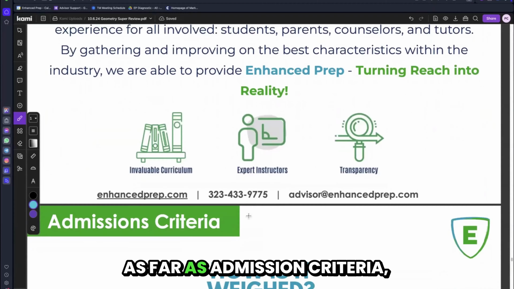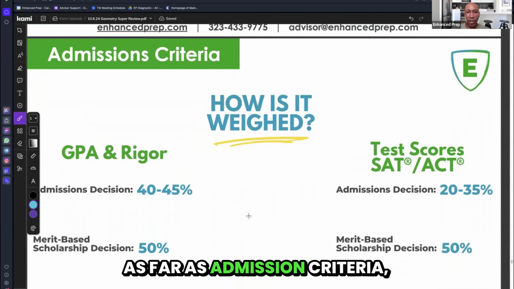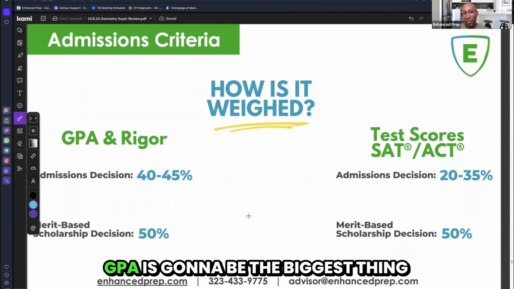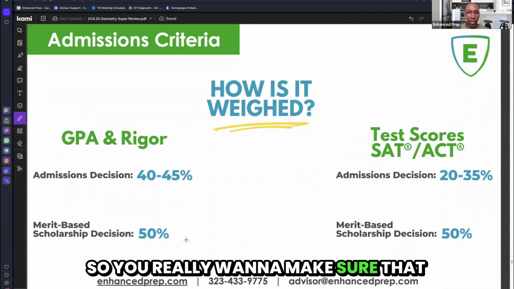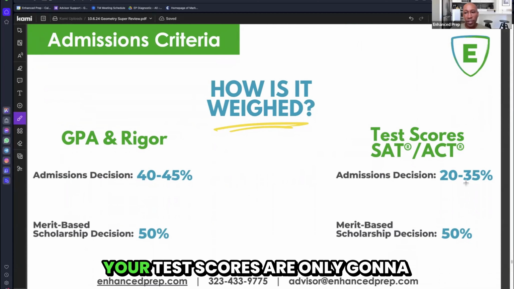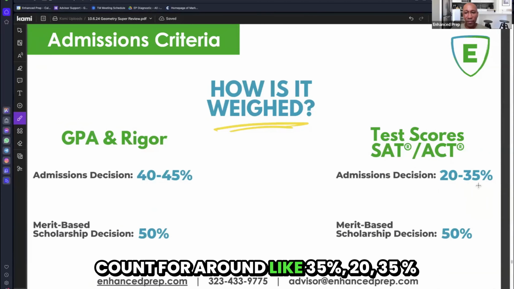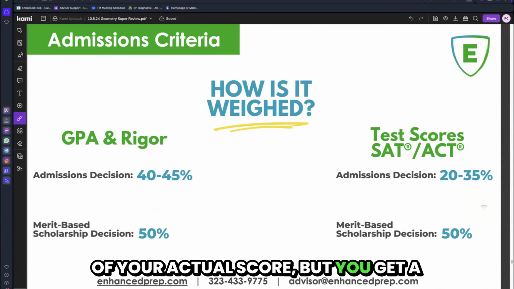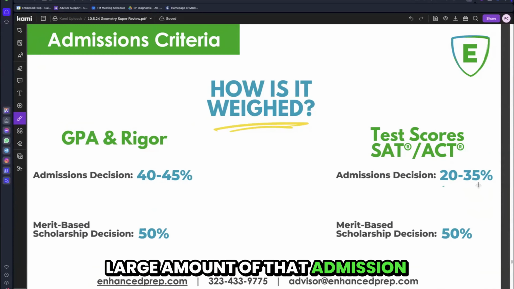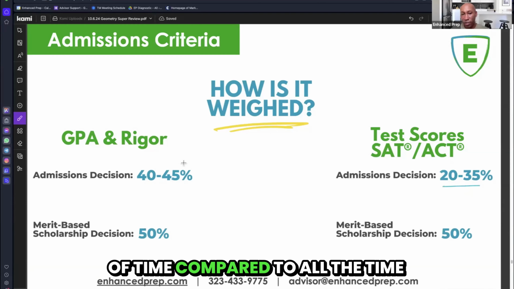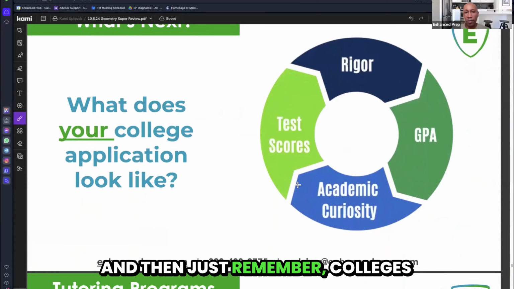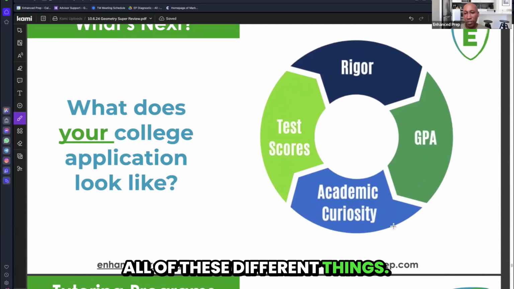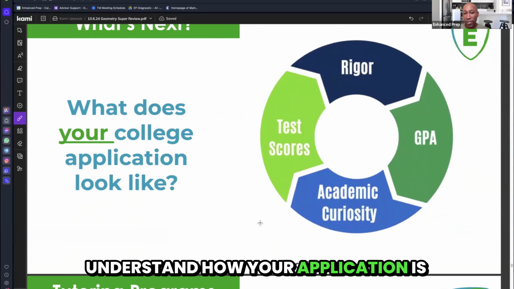As far as admission criteria, your GPA is going to be the biggest thing, and your class rigor. So you really want to make sure that you're doing well at those. Your test scores are only going to count for around 35% of your actual score, but you get a large amount of that admission decision based off a short amount of time compared to all the time they went to school. It's also used for your merit-based scholarships. And then just remember, colleges look at all of these different things, so you want to make sure you understand how your application is going to look.